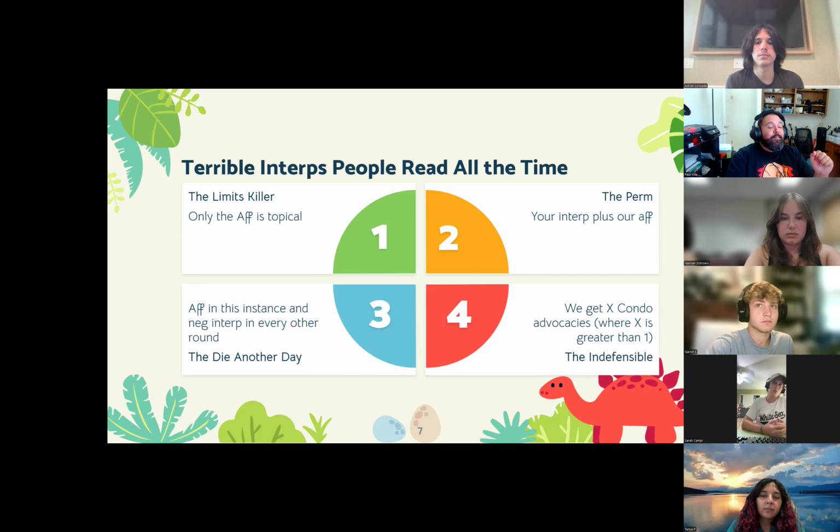Number 2, the permutation. Your interpretation plus RAF. So you may only derive options from the fiat topical, plain text endorsing the actor, blah, blah, blah, blah, and embrace the Maoist line. Why are they reading this?